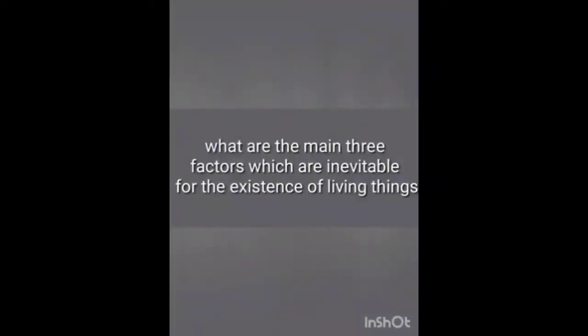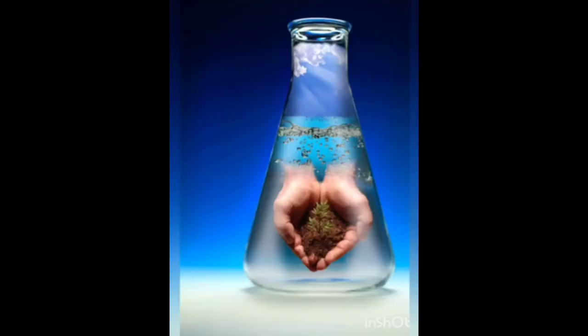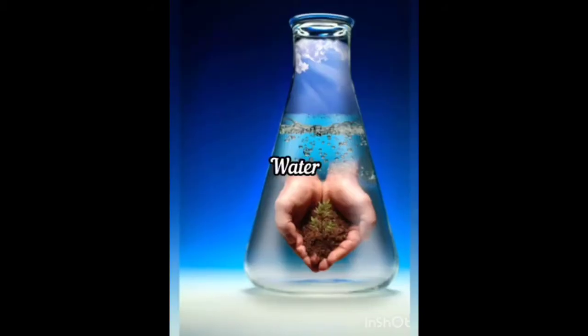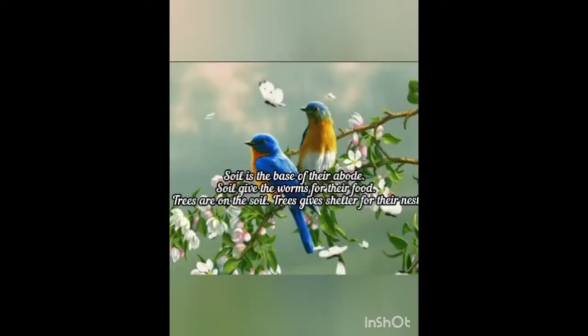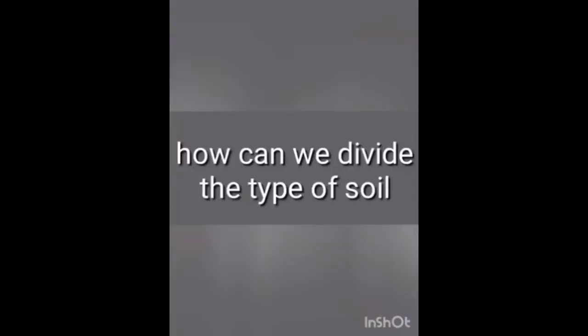What are the main three factors which are inevitable for the existence of living things? Soil, water and air. How do birds make use of soil? Soil is the base of their abode. Soil gives the worms for their food. Trees are on the soil. Trees give the shelter. How can we divide the type of soil? By color, by size of grains of soils and by other particles.